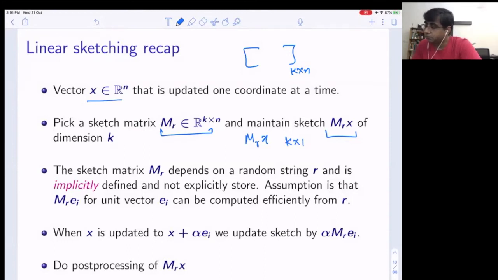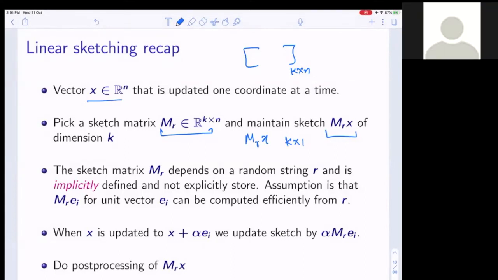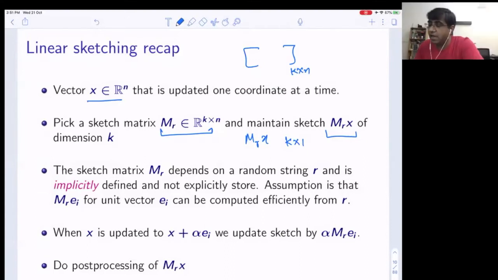The sketch matrix M_r depends on a random string r, and you recall that we never defined this explicitly or stored it, but defined it implicitly. The assumption is that M_r e_i, for a unit vector e_i, can be computed efficiently from r. What I mean by this is, suppose you wanted to take coordinate x_i and make some changes to it.